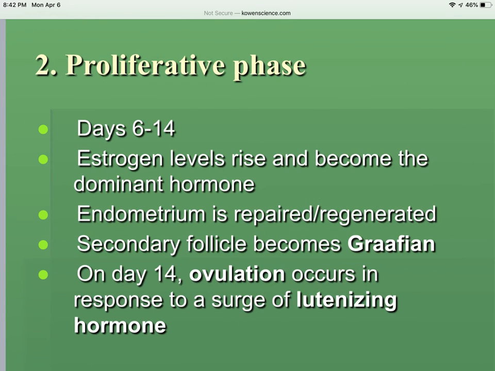The second phase is called the proliferative phase. This is days 6 through 14. The estrogen levels will begin to rise and become the dominant hormone. The endometrium is repaired and regenerated. The secondary follicle is becoming the Graafian follicle, and on day 14, ovulation occurs in response to a surge in a hormone called luteinizing hormone.